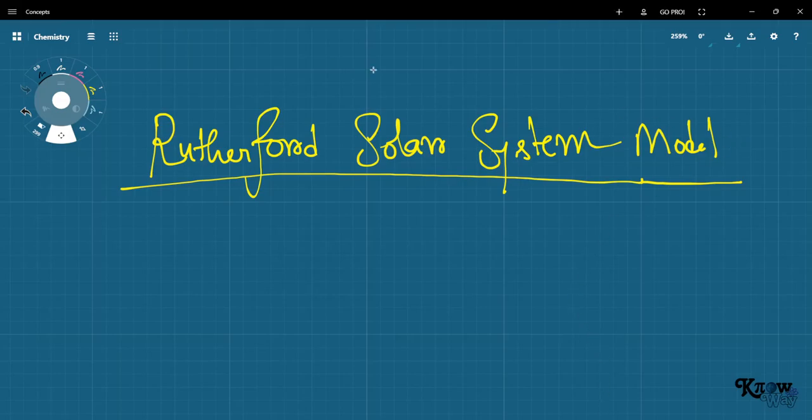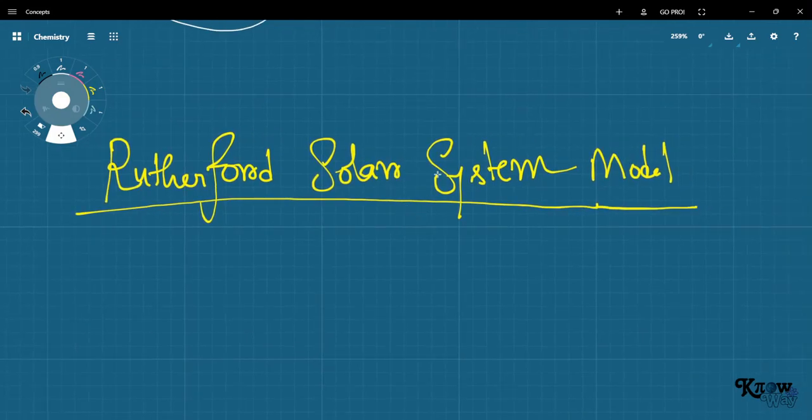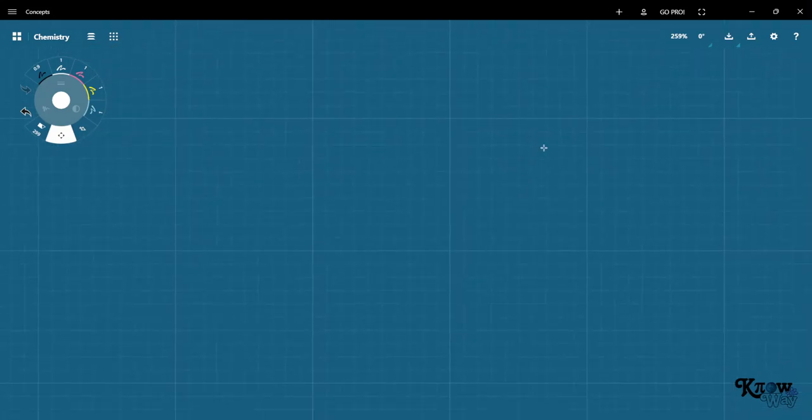So welcome to lesson number 4, I guess, of atomic models. And we get to the atomic model of Rutherford. His atomic model was known as the solar system model because it had quite a few similarities with the solar system in our galaxy. So let's dive straight into it.